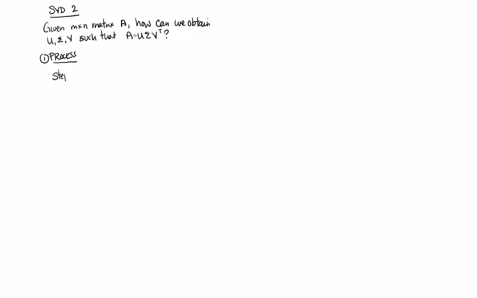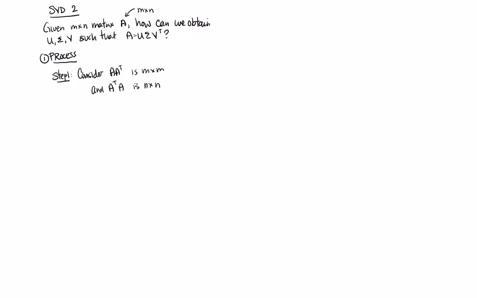So, step 1. I want to consider two matrices. The matrix A A transpose, right? So this matrix A is m by n. It turns out that A A transpose will be m by m, and A transpose A is n by n. Now, that's easy to show. What I'm about to say next is hard to show.